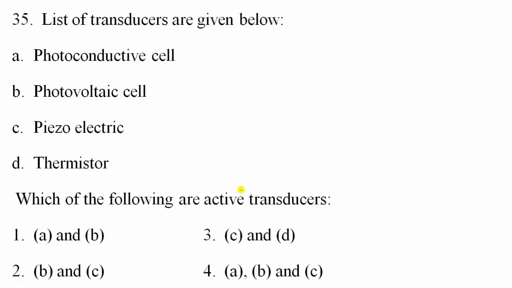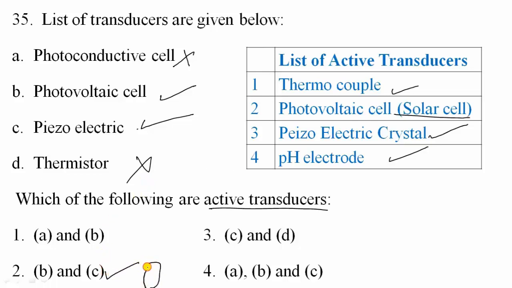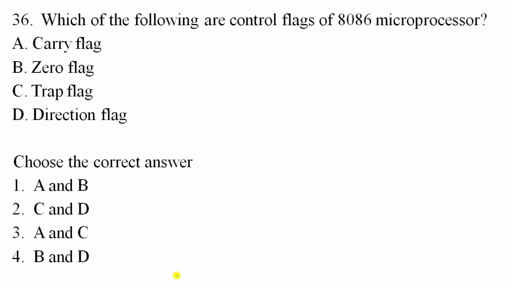Moving on to the 35th question, you have to list the active transducers. We know that we have 4 active transducers. The first is the thermocouple, the second is the photovoltaic cell or solar cell, the third is the piezoelectric crystal, and the fourth is the pH electrode. Apart from these 4, all the transducers are passive transducers. So the photoconductive cell is not an active transducer. The photovoltaic cell and piezoelectric crystal are active transducers. Even the thermistor is not an active transducer. So statements B and C are correct. The corresponding option is option 2.